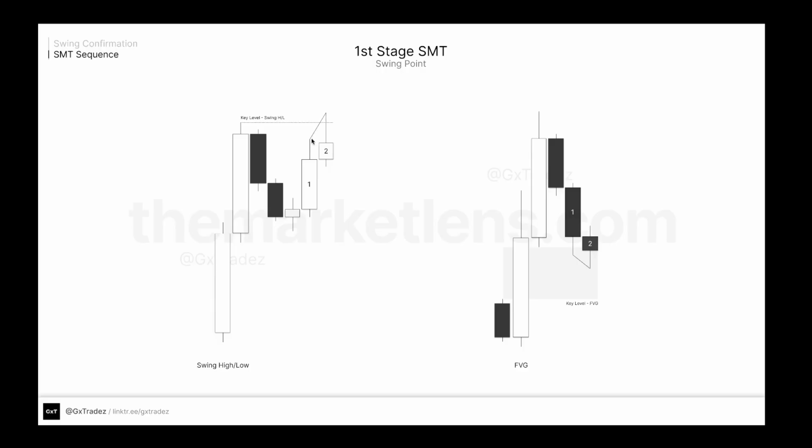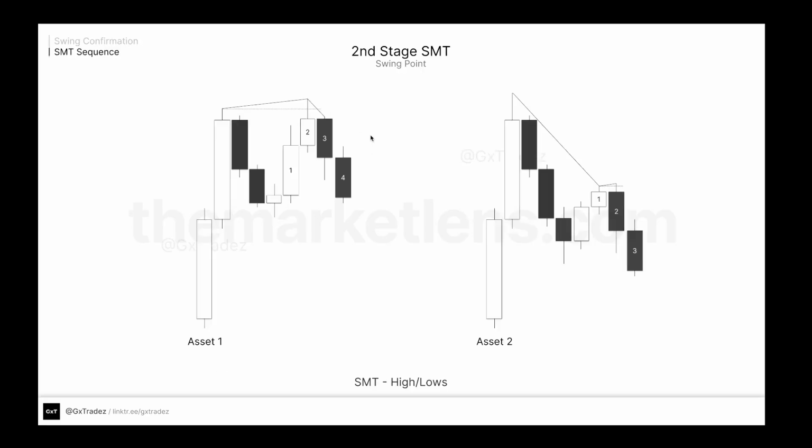So this is one of the ways that we can use it, right? We just went over this. So SMT between candle 1 and candle 2, like this, or a PSP. So those are the 4 different types of first stage SMTs, right?